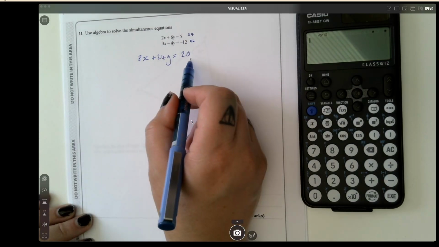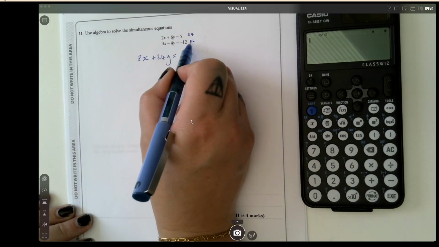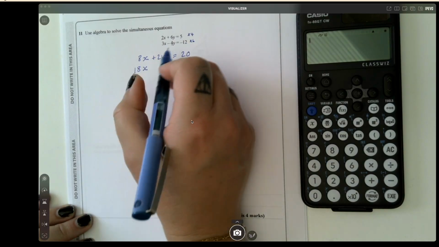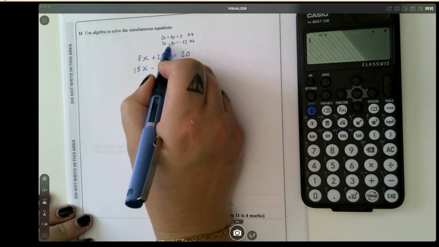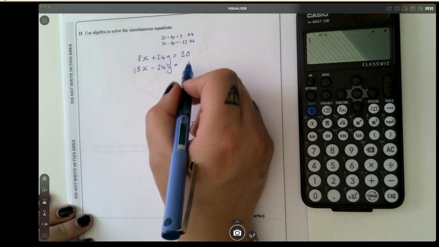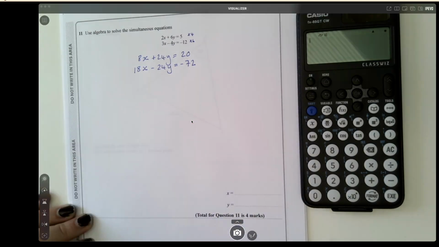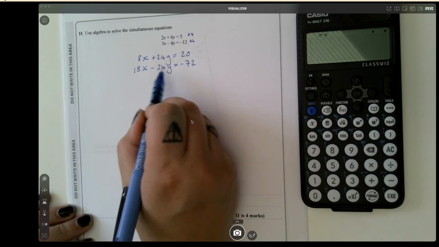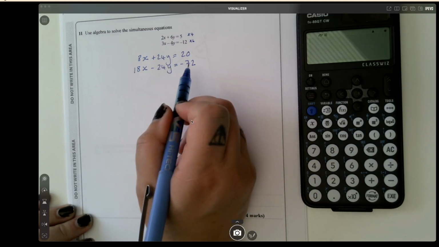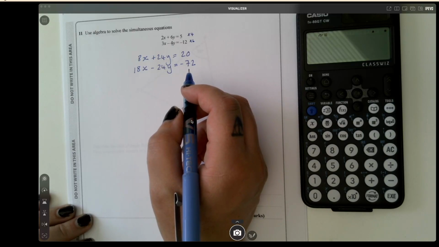Remember, at any point you can use your calculator here. 3x times 6 is 18x. 4y times 6 is 24y, but it's a negative. And then negative 12 times 6 is negative 72. Again, you can use your calculator at any point there, guys, because it's a calculator paper. Especially if you're dealing with that negative calculation, just to make sure you get the correct sign in your answer.